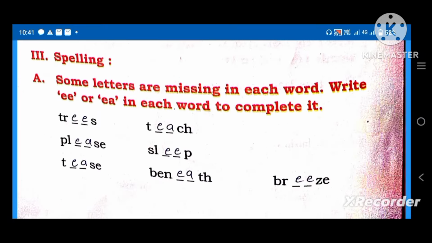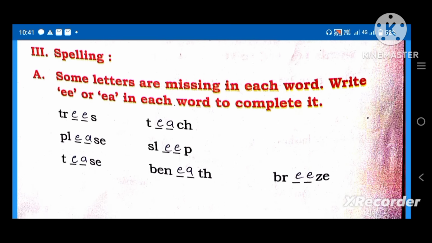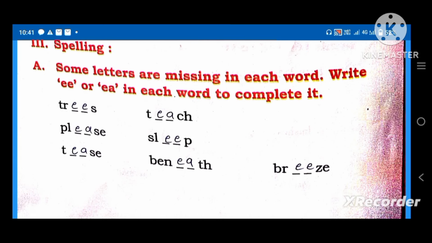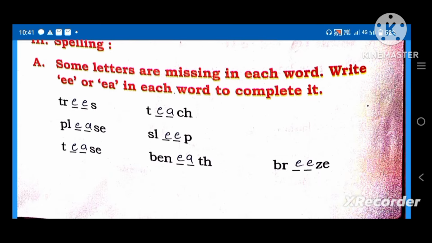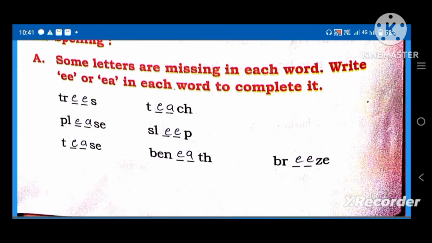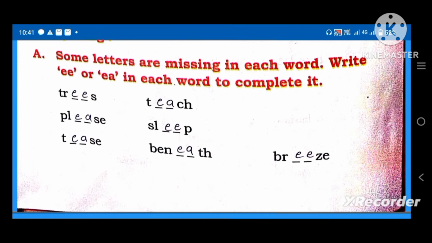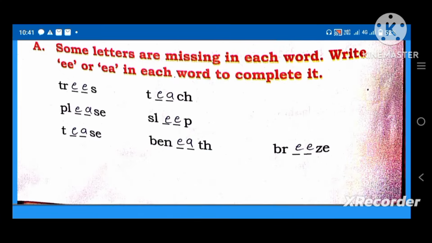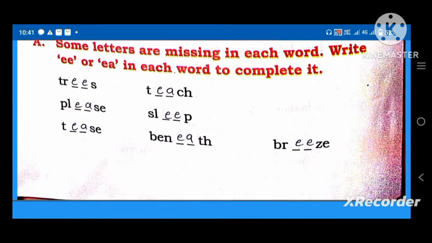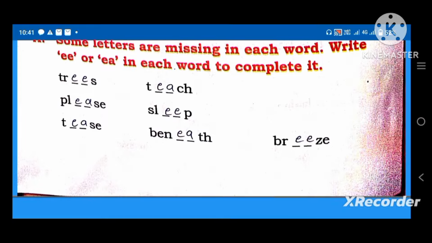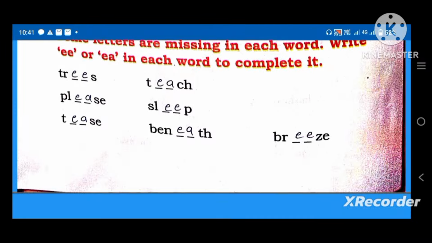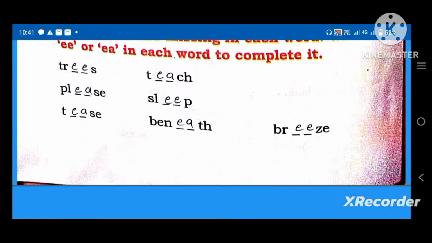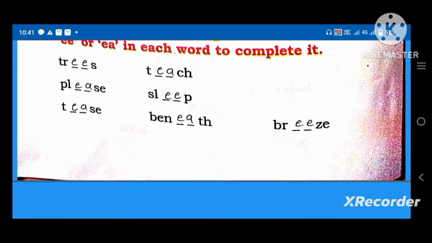Third main, spelling. Main A. Some letters are missing in each word. Write EE or EA in each word to complete it. TREES, trees. TEACH, teach. PLEASE, please. SLEEP, sleep. TEASE, tease. BENEATH, beneath. BREEZE, breathe.